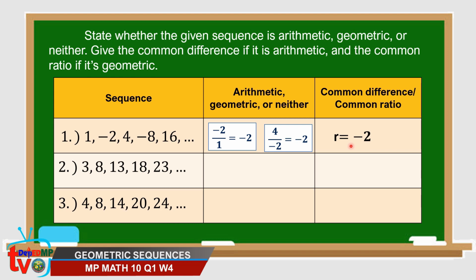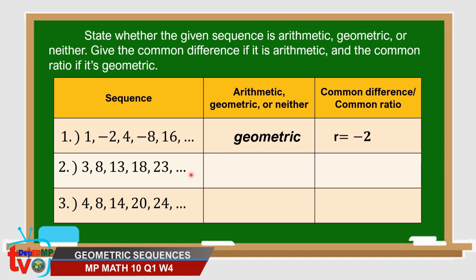But let us try to divide other consecutive terms too. Negative 8 divided by 4 is negative 2. 16 divided by negative 8 is also negative 2. Therefore, the sequence is geometric because the consecutive terms have a common ratio of negative 2.